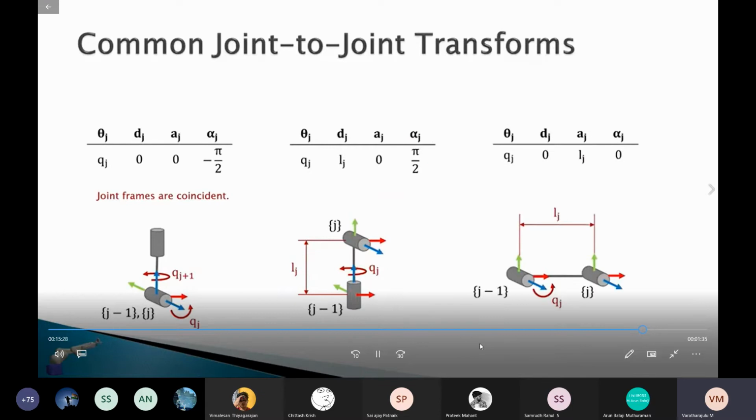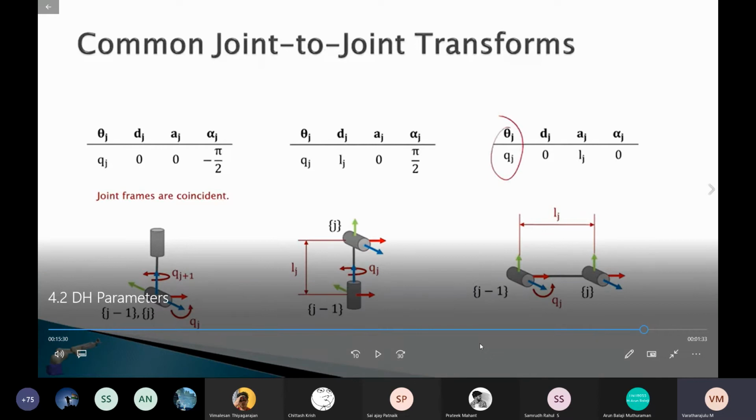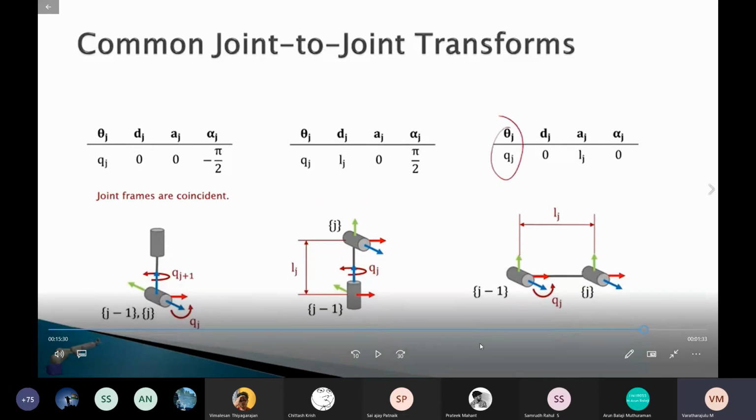And lastly, this really simple arrangement. So again, a rotation. When we are applying a negative pi by 2 and when we are applying a positive pi by 2.